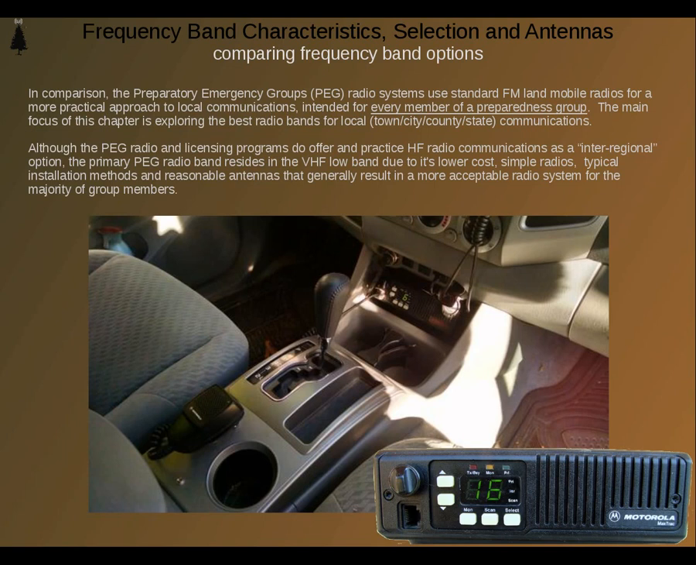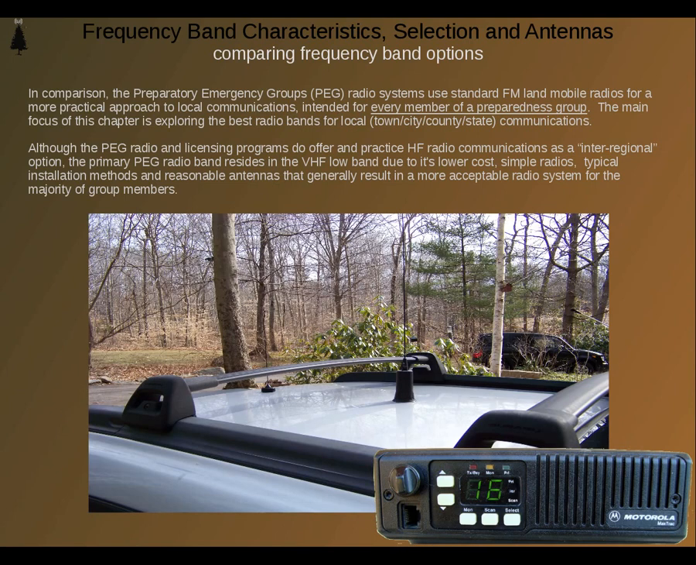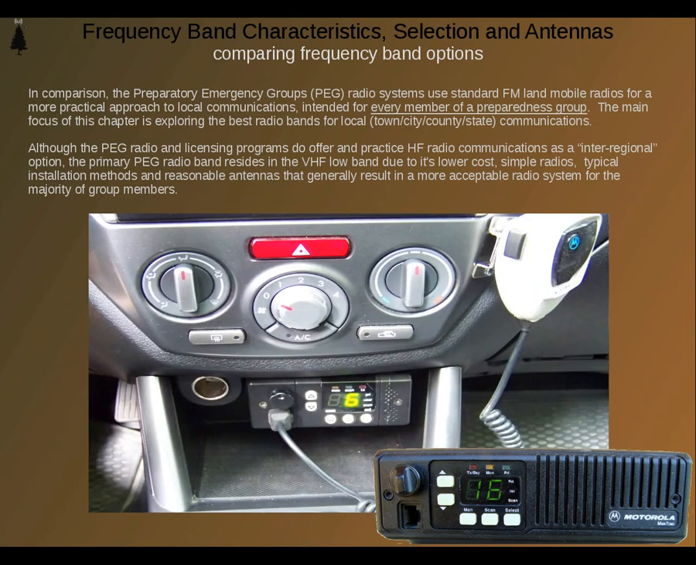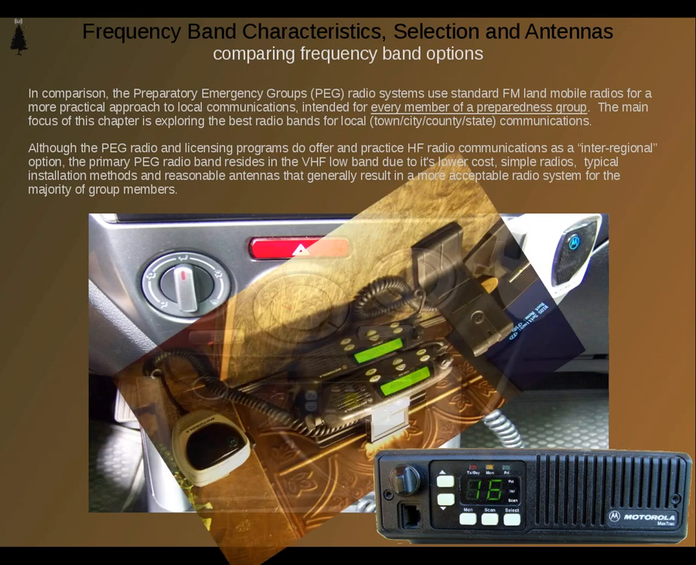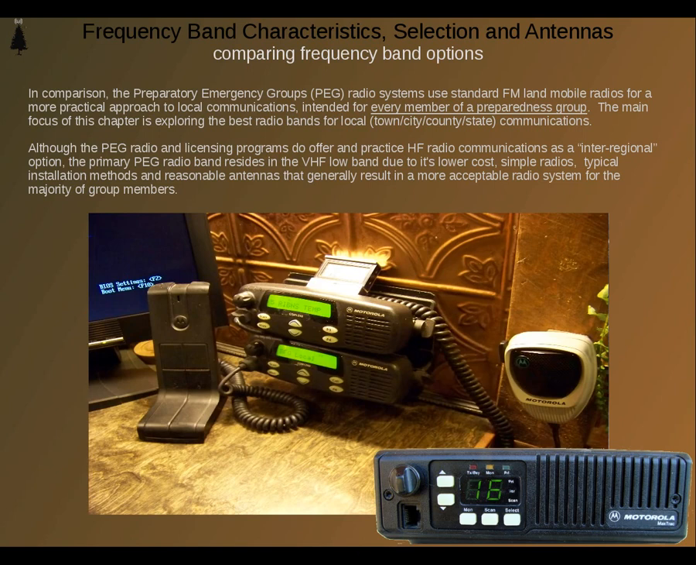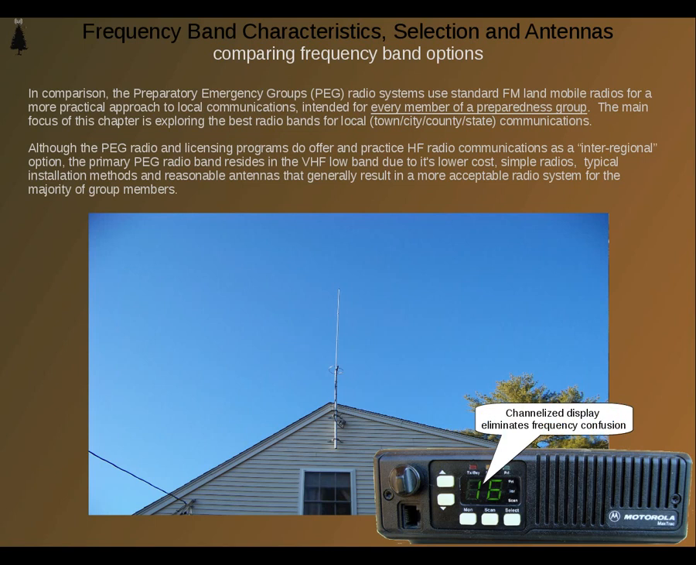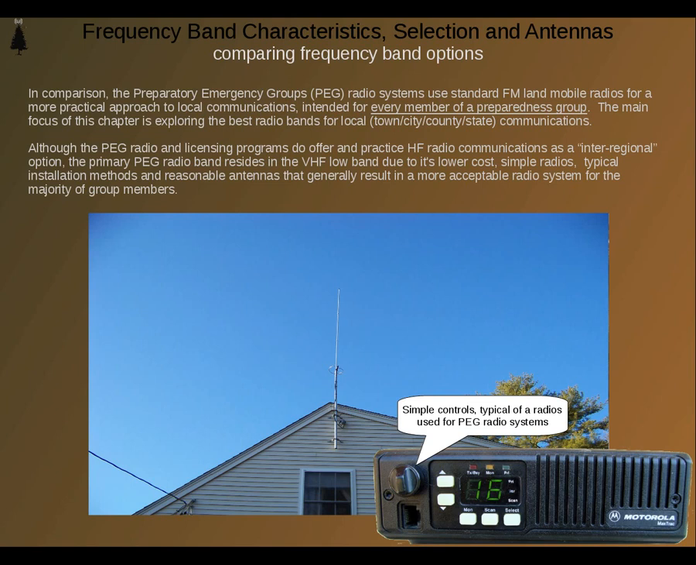In comparison, the Preparatory Emergency Group's radio system used standard FM land mobile radios for a more practical approach to local communications intended for every member of a preparedness group. The main focus of this chapter is exploring the best radio bands for local communication. Although the PEG radio and licensing programs do offer and practice HF radio communications as an interregional option, the primary PEG radio band resides in the VHF low band due to its lower cost, simple radios, typical installation methods, and reasonable antennas that generally result in a more acceptable radio system for the majority of group members.